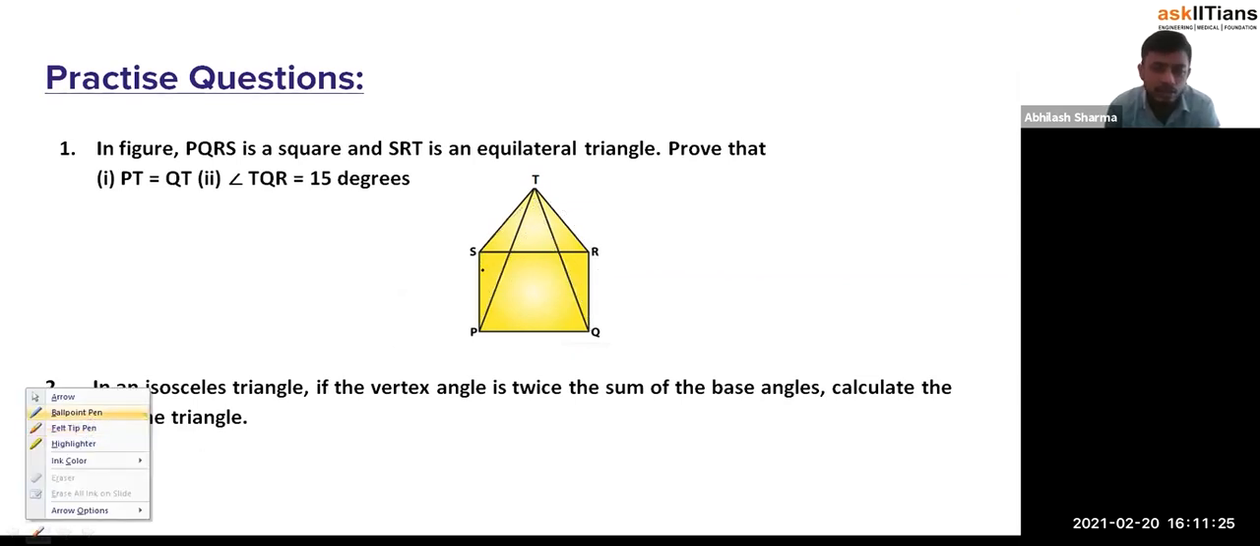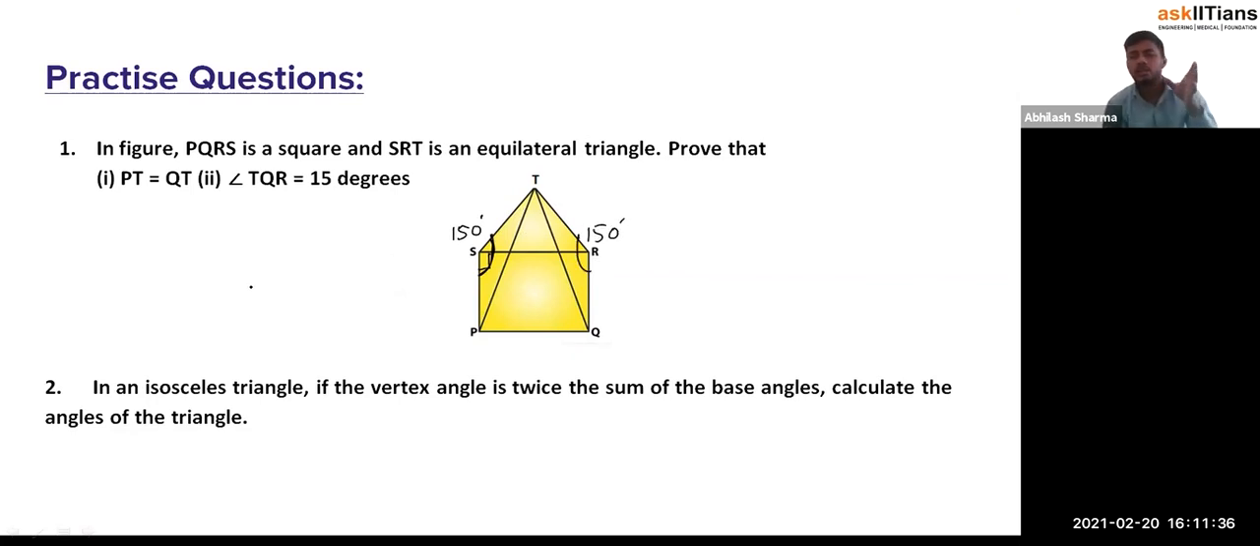So what we are saying is this is 90 degree, and what will be this much? 60 degree, right? So this entire angle is 150 degree, 90 plus 60. This is also 150 degree because in any equilateral triangle, every angle is 60 degree. Square 90 degree. 90 plus 60, 150 degree, right? Now, of course, this length equal to this length. What is the reason?